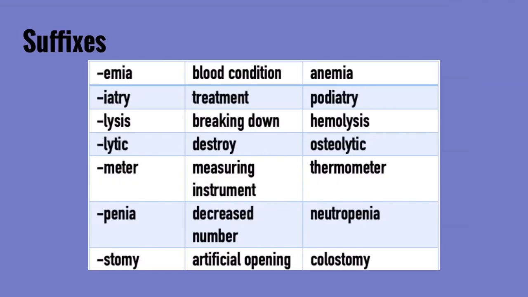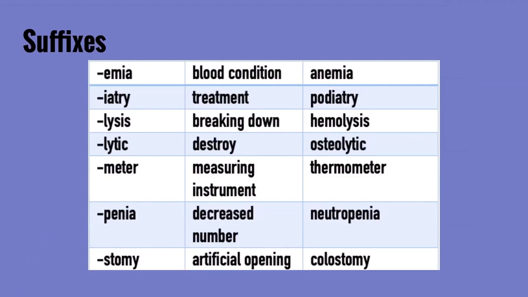Lytic is to destroy, so very similar to lysis, so osteolytic would be if they're destroying the bone, because remember, osteo means bone. Meter is just a measuring instrument, so again, thermometer measures your temperature. Penia is a decreased number, so neutropenia usually means that there's a decreased number of cells a lot of times.